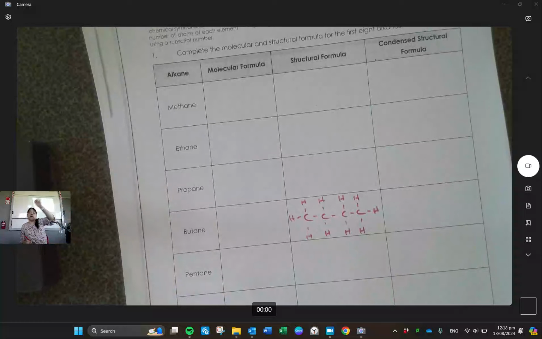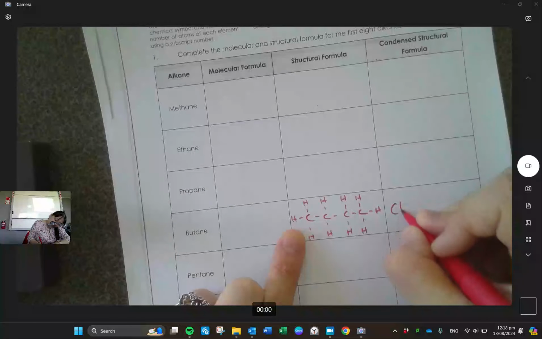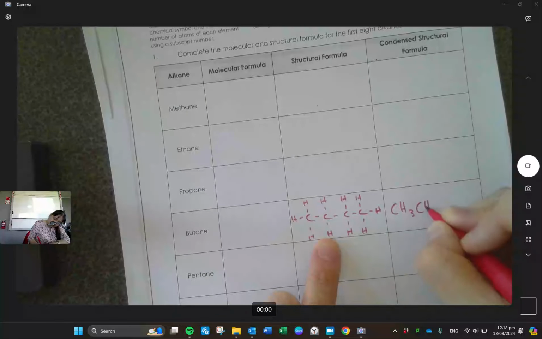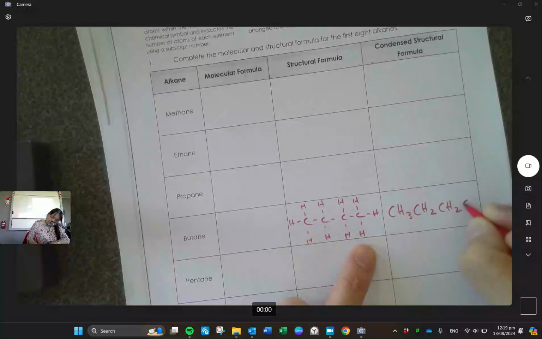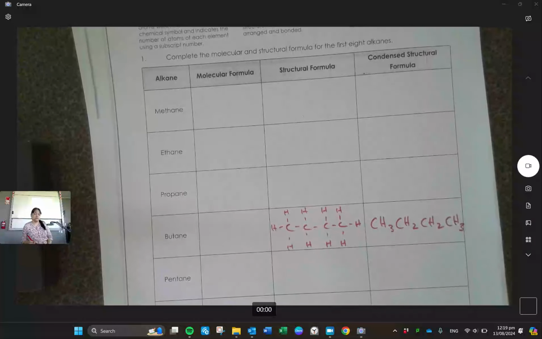But when I want to translate it into a condensed formula, all I do is I take each carbon and write the number of hydrogens. So that'd be CH3, that's CH2, that's CH2, and that's CH3 again. So that's the condensed formula.